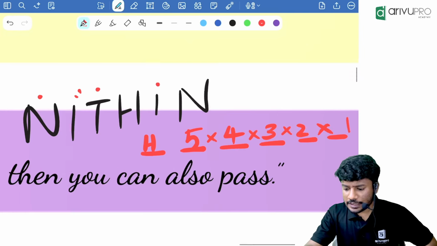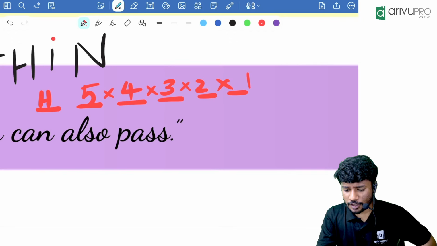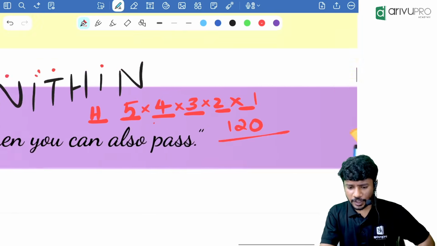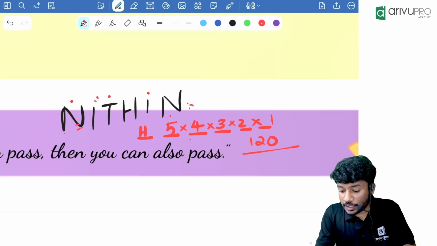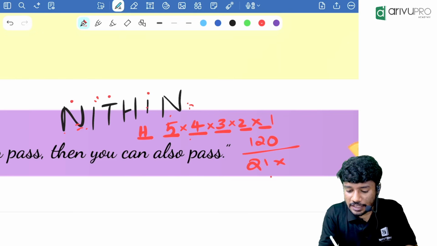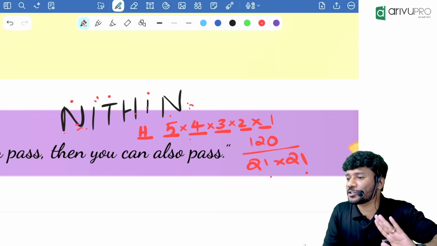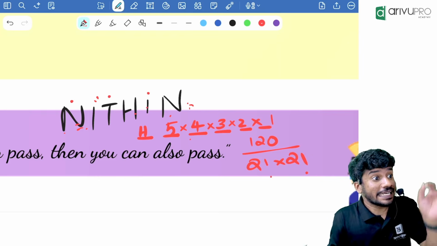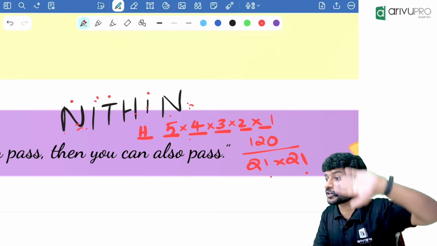Then you will take the product of everything. 5 into 4 into 3 into 2 is how much? 120, divided by... N is repeated how many times? 2 times. That is 2 factorial. Then I is repeated 2 times. So divided by 2 factorial. At the end of the day, you should divide it with what? The letters repeated in the question. Not with repetition or without repetition.